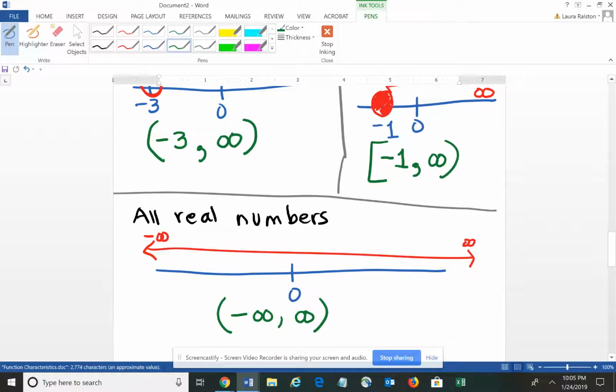So I kind of hope this explanation helps you in terms of becoming familiar with interval notation, when to use a bracket, when to use a parenthesis. And then we'll take a look at some other examples of the linear inequalities in a separate video.